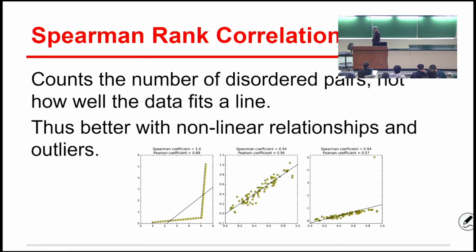Now there are other ideas about correlation. Pearson correlation is a very good statistic. There is another correlation statistic that I like a lot, called the Spearman rank correlation. What is the difference? It counts the number of disordered pairs between X and Y, rather than whether the data fits a line.